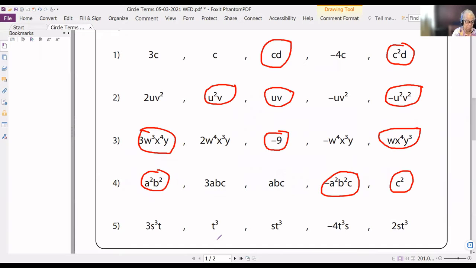And then the last one, what is like? You have S T to the third, S T to the third, S T to the third. Those are all alike, right? So what's left over is unlike. S T to the third, even though the order is different, it's still S T to the third.